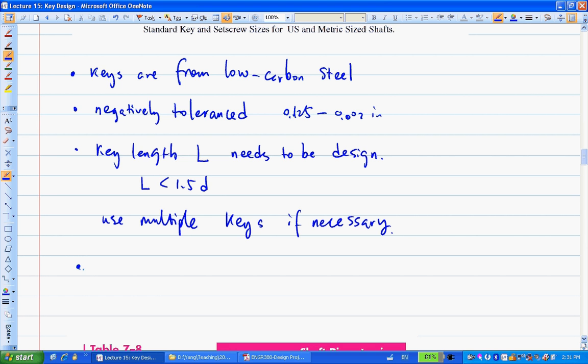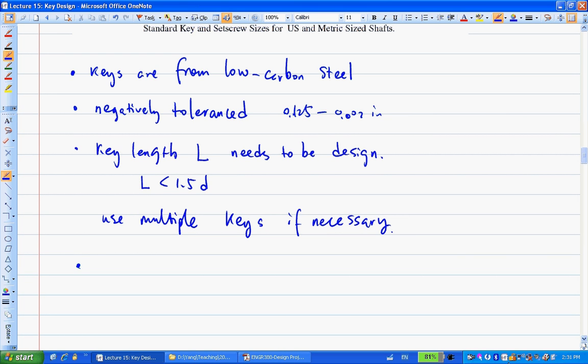Lastly, a very important point is that keys are supposed to function as a mechanical fuse. When you design a key to transmit torque between the shaft and the gear, you don't want the shaft to fail first. You want the key to fail first, right? We call that a mechanical fuse. So design such that the key fails first. That's a general guideline here.